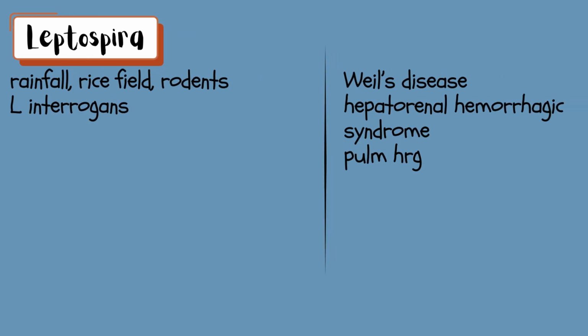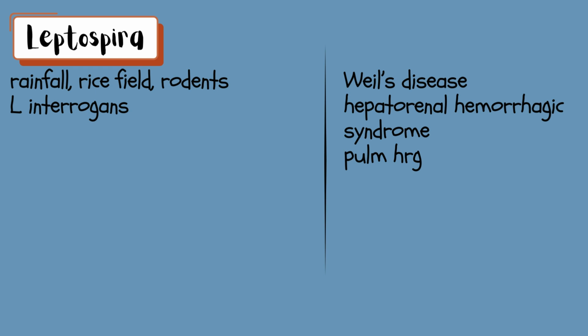Coming to Leptospira, the species is Leptospira interrogans, and it causes leptospirosis. The epidemiological triad of leptospira is rainfall, rice field, and rodents. So if there is a history suggesting the patient has been working in a rice field, or has walked in dirty water in the rainy season, or has had direct exposure to rodents. Rodent urine may be spread in the rice field and dirty water. That is how it gets spread.